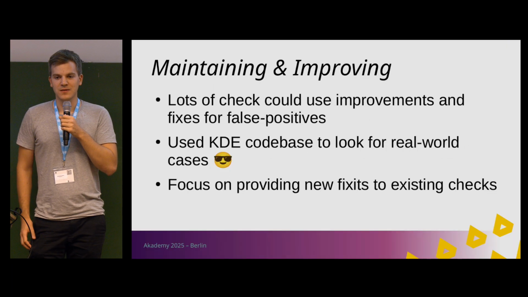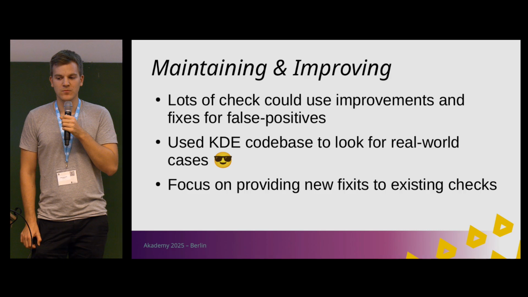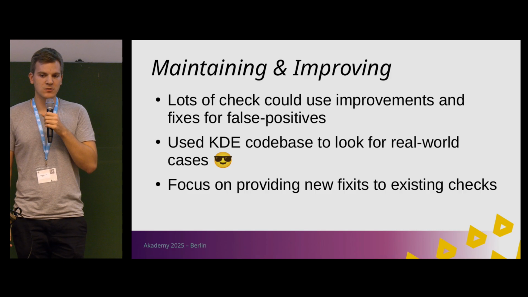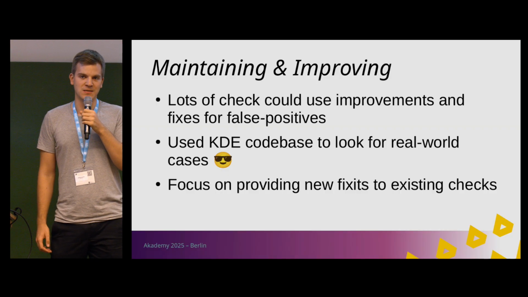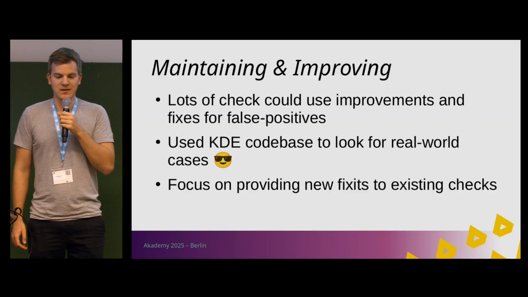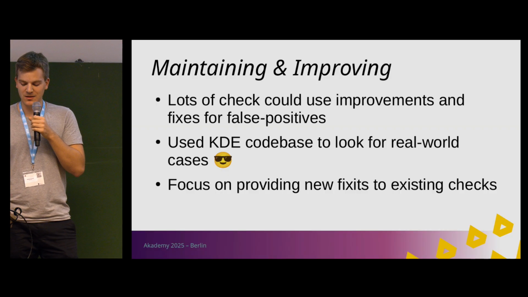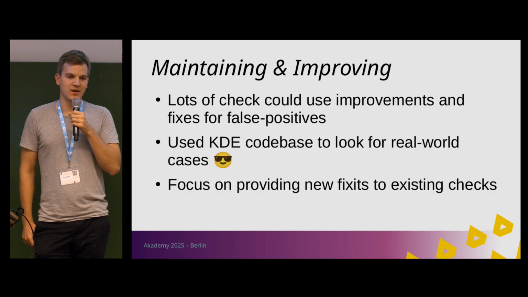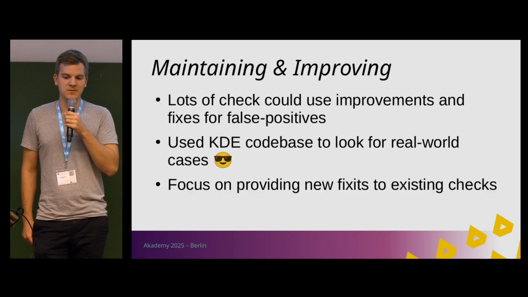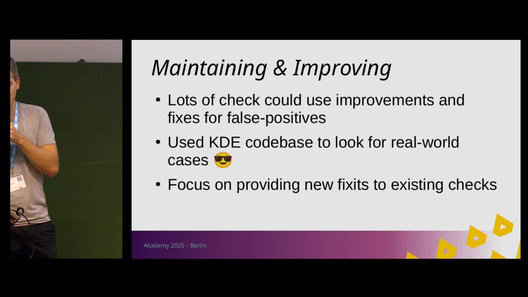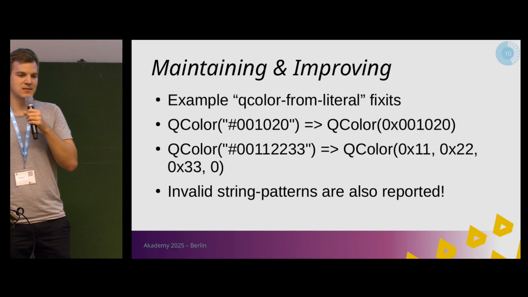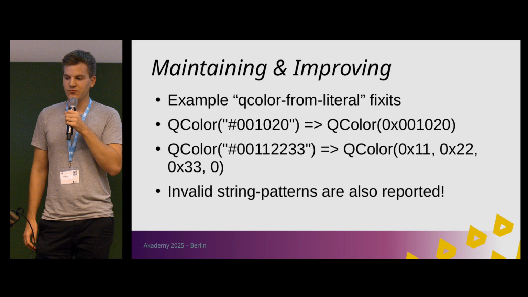After doing this major challenge, I looked at the checks and did lots of improvements and fixes for false positives. There I used real-world examples from KDE's codebase to look for issues, whether there is something that needs to be actually fixed or if it's just noise. And I also focused on providing fix-its for existing checks so that it's easier to just fix the issues identified by Clazy. An example from this is QColor from literal.